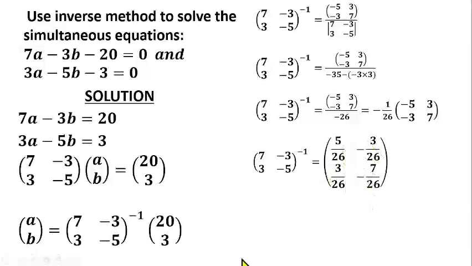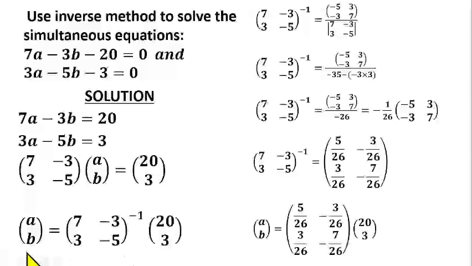So this will now replace this one here, and you can now multiply them out. So you're now having this column matrix, which is in form of A and B, equals the inverse of this matrix, which is this. We now replace this one here, then multiplied by this one. So this matrix will now multiply this matrix to be able to get our A and B.